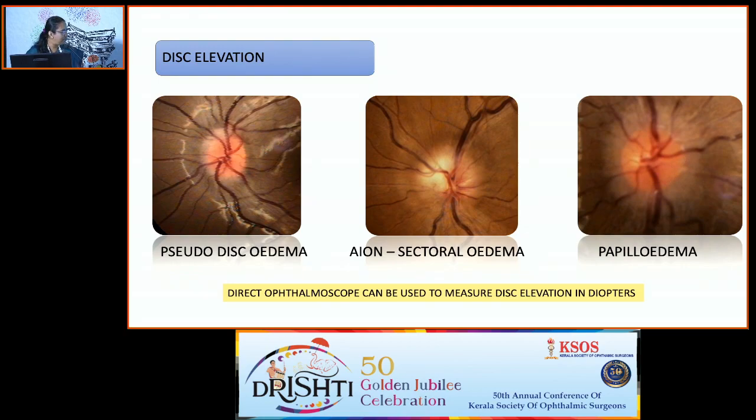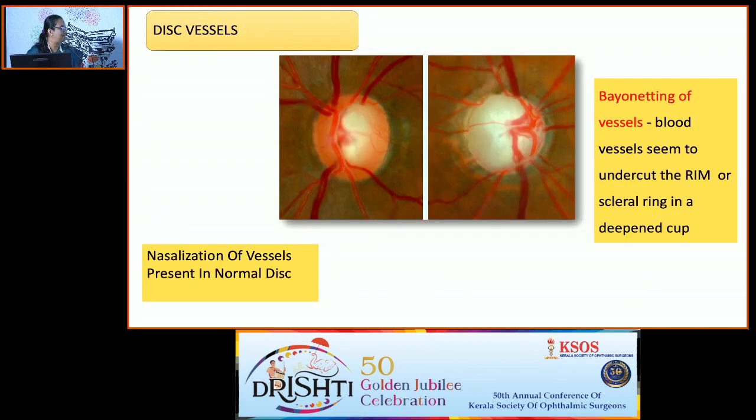You can also measure it using a direct ophthalmoscope, where you focus initially on the vessels around the disc and then focus on the disc, and the difference in diopters is noted. In papilledema, you get more than 6 diopters. And in optic neuritis, you get diopters of +2 to +6.